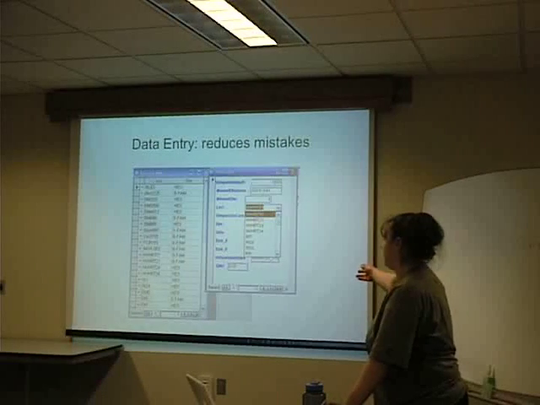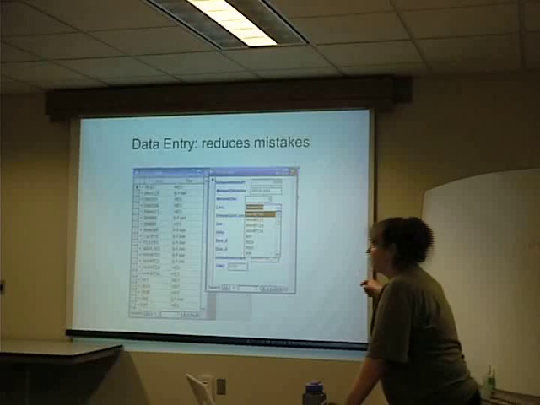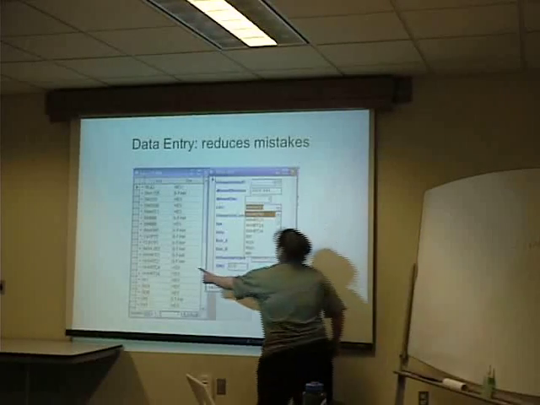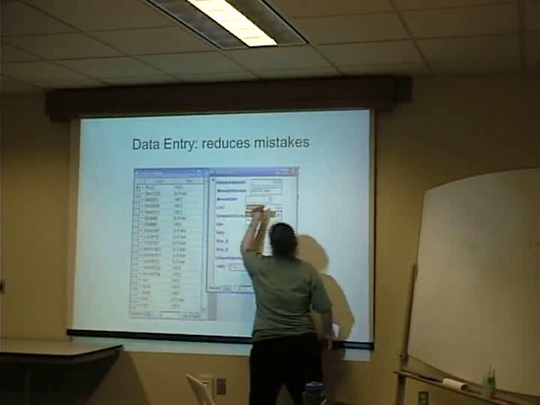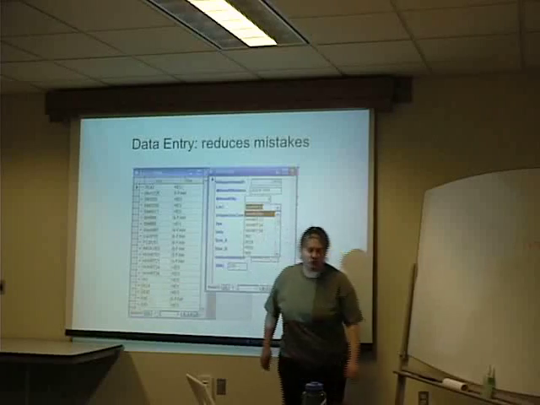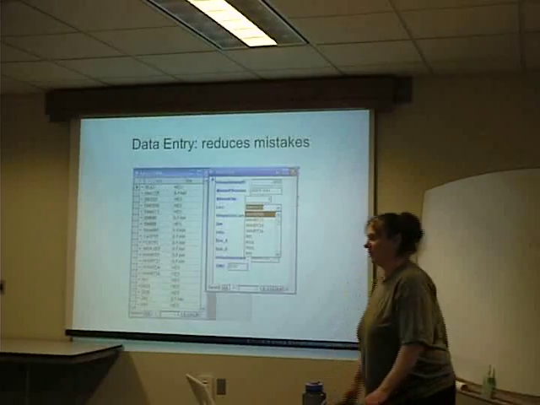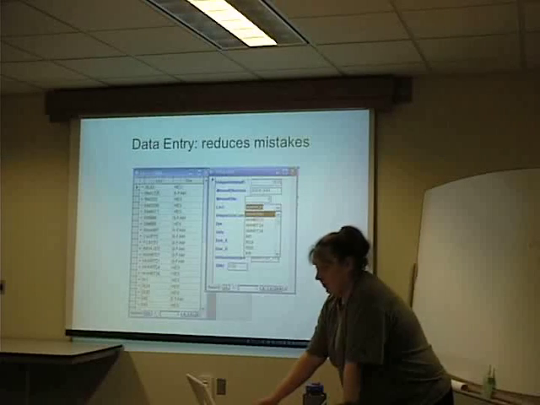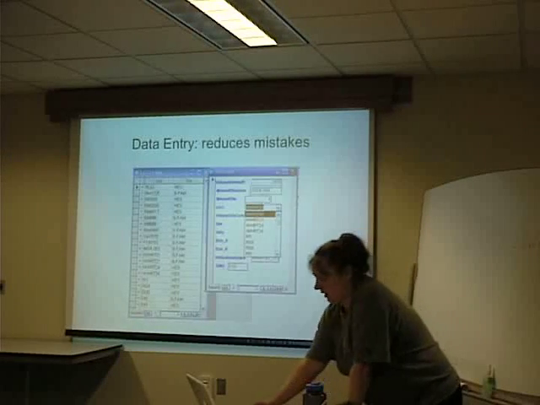So forms also can help. Like this, I was talking about data entry and reducing mistakes. Well, this is a form where I have this table, and this represents this, and I can only select what loci I have, so there's no way I can enter a loci that doesn't exist. With drop-down menus? Yeah, with drop-down menus.